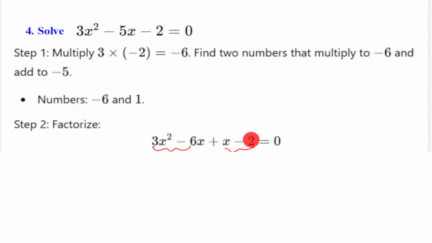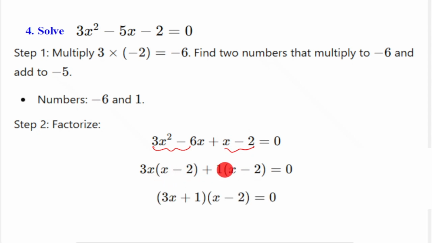Then group these two and take out the common factor. The common factor for this is 3x. And what is left here? x. What is left here? 2. And the common for these two is 1. If we take x minus 2 as a common, what is left here? 3x. And what is left here? 1. So it becomes 3x plus 1 times x minus 2.